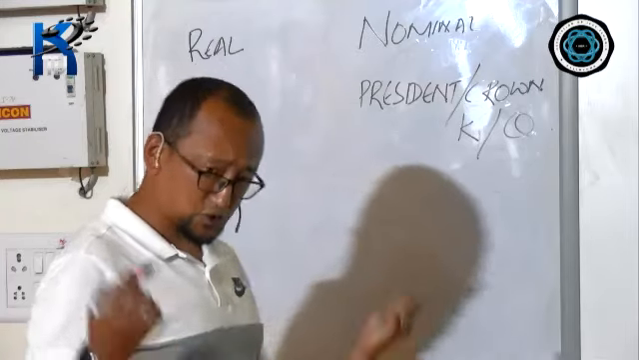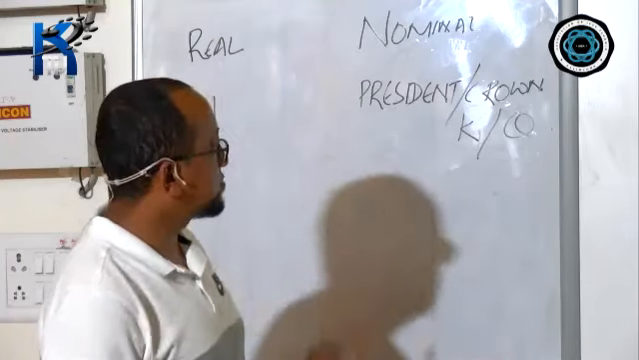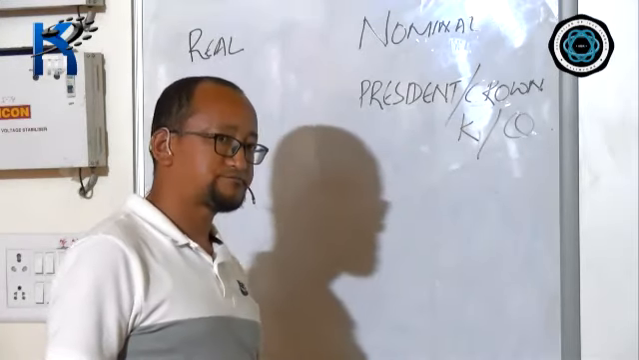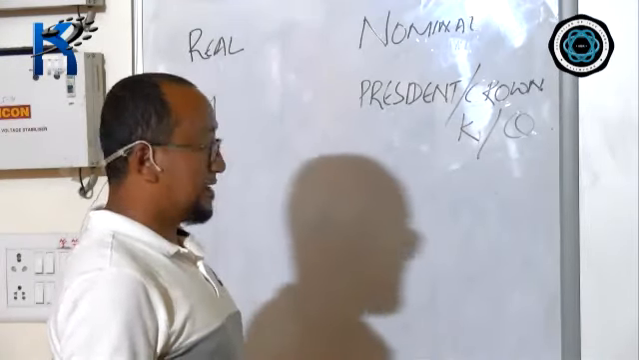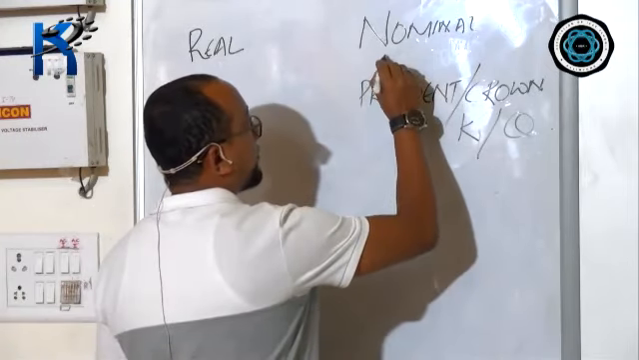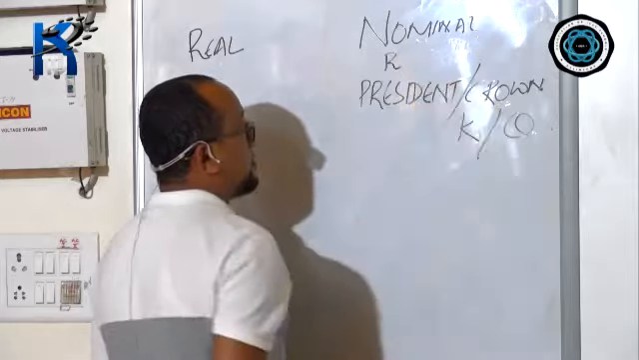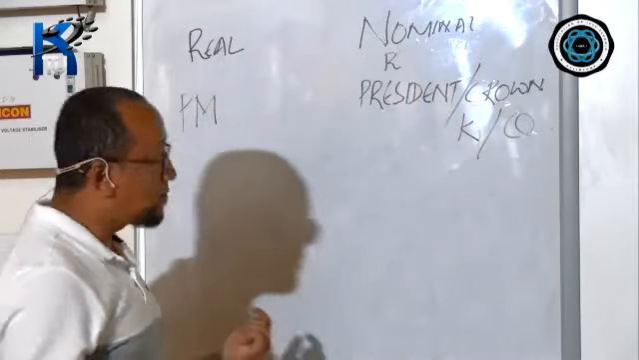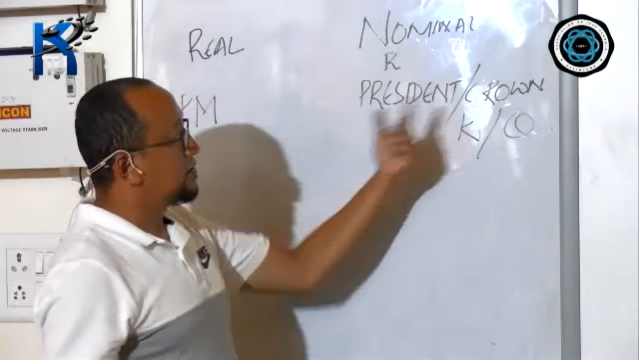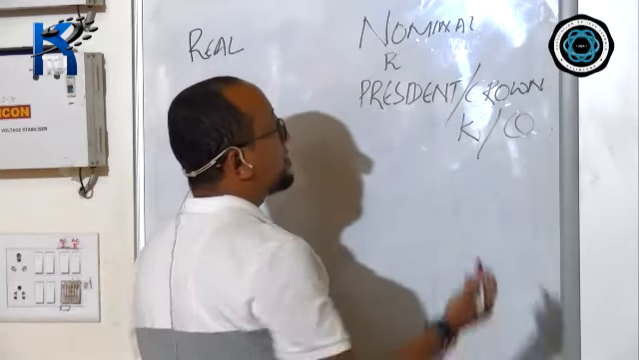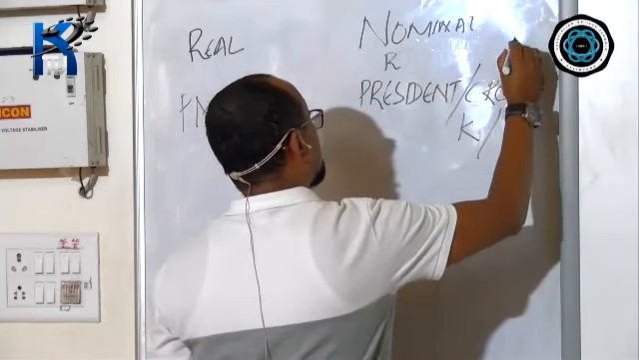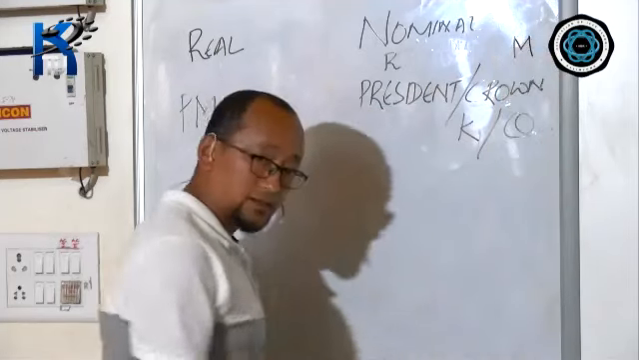Just to know, let me try to make this clear to you all. Why either the President or the crown? Look here. Since India is a republic, let me write here R for republic. Since India is a republic, we have the president as the head of the state. And the crown is primarily what we have in monarchy. So let me write here M for monarchy.